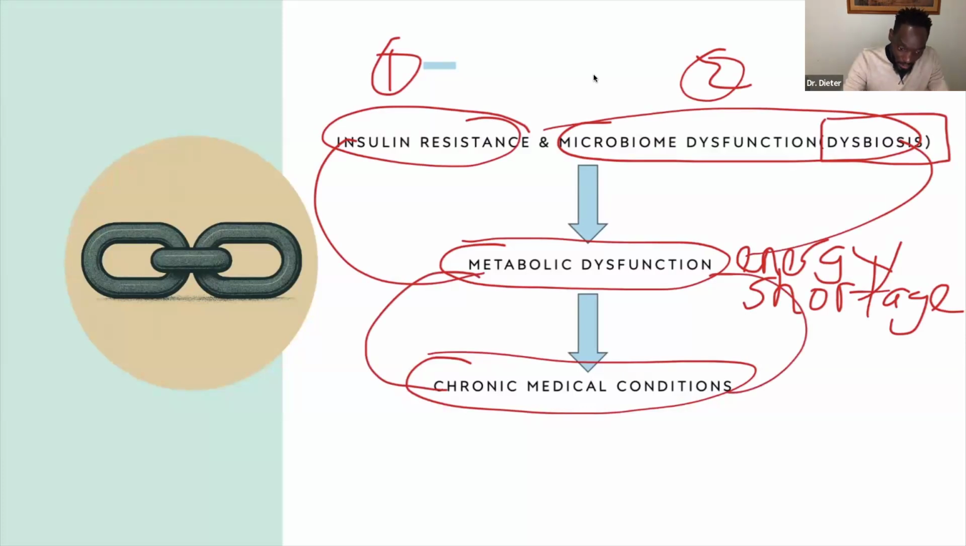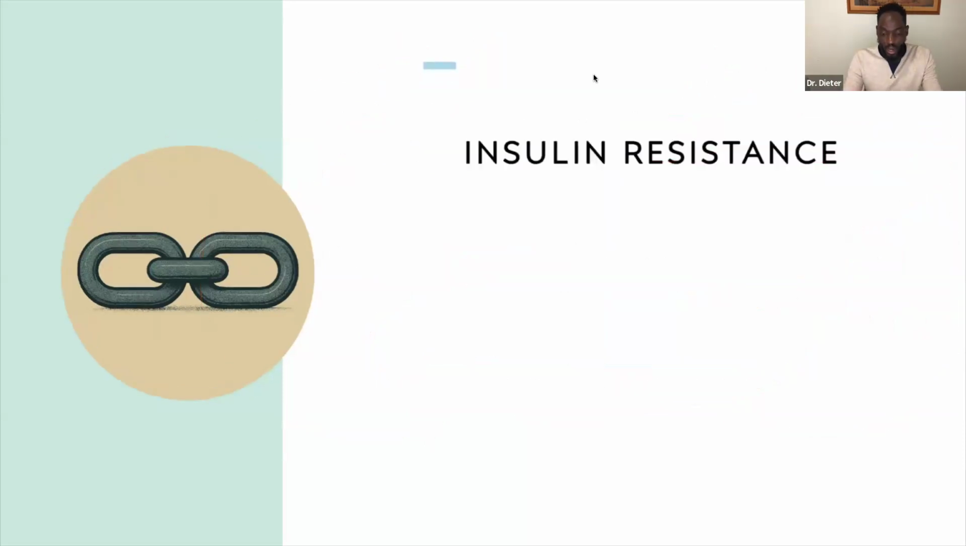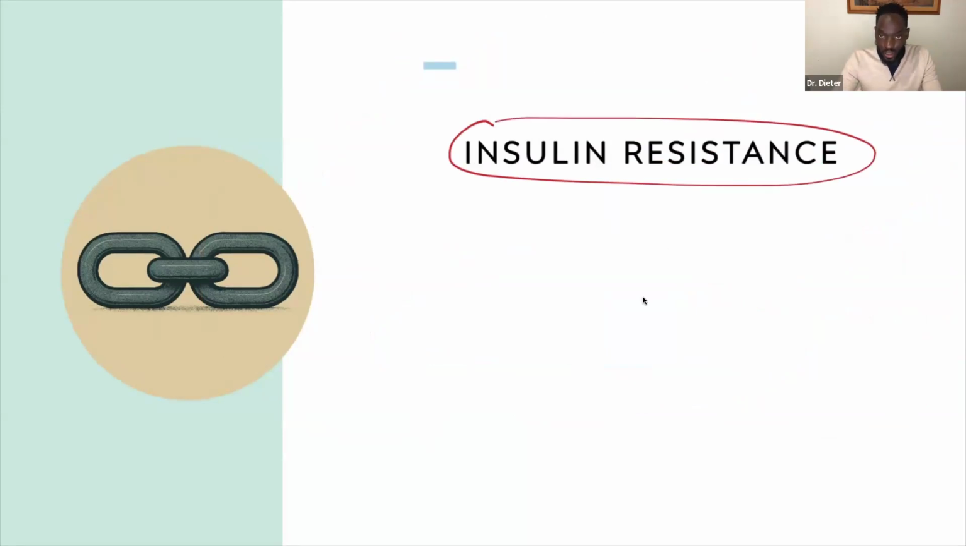I want to take both of these individually and show you how insulin resistance and microbiome dysfunction sit central to all the diseases we face. Now, when we talk about insulin resistance, it's just simply a fancy medical term to say that your insulin is not working well. Okay. Insulin is a very critical hormone in the body. I consider insulin to be hormone numero uno. It is the most important hormone in the body.